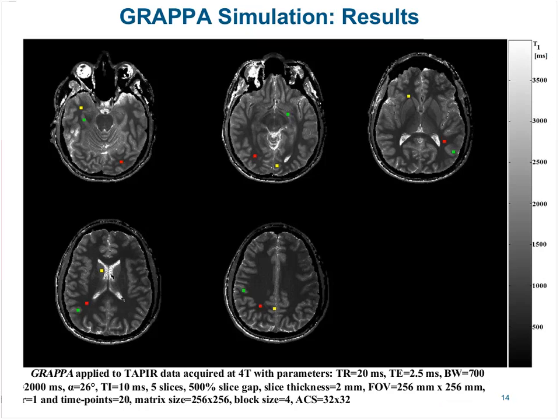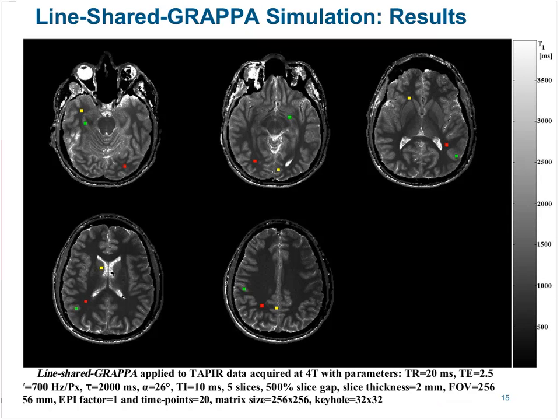And here are the results using the GRAPPA algorithm. The same parameters were used as in the previous experiment. The bandwidth, which was unfortunately not clearly visible in the previous slide, was 700 hertz per pixel. And the keyhole size again is 32 by 32, and in parallel imaging literature we call it ACS lines, or auto-calibrated scan lines.